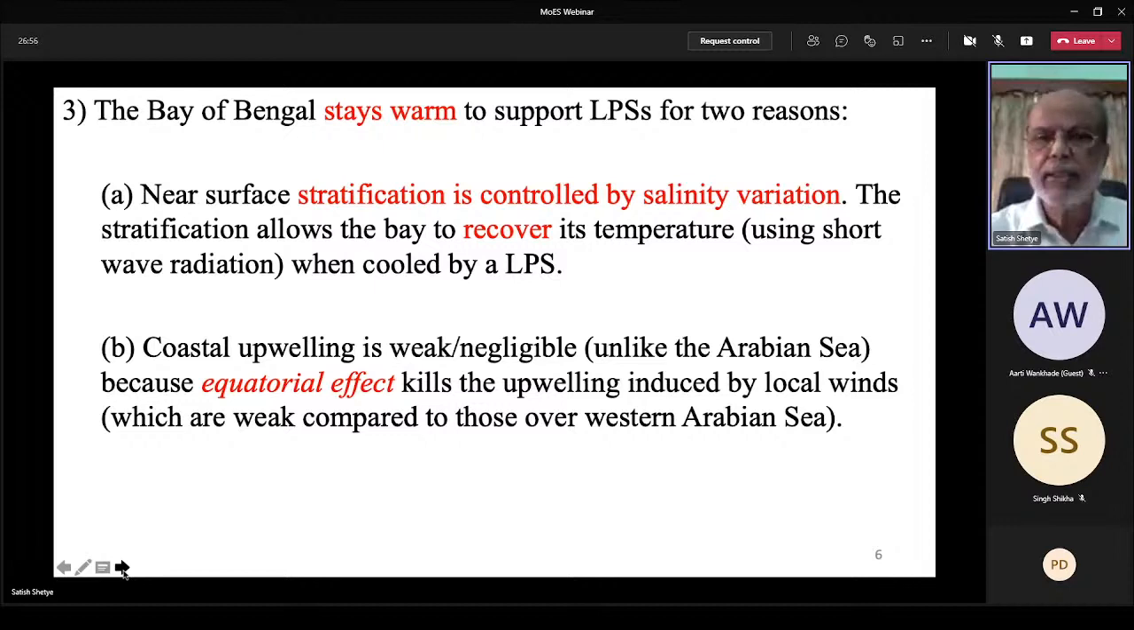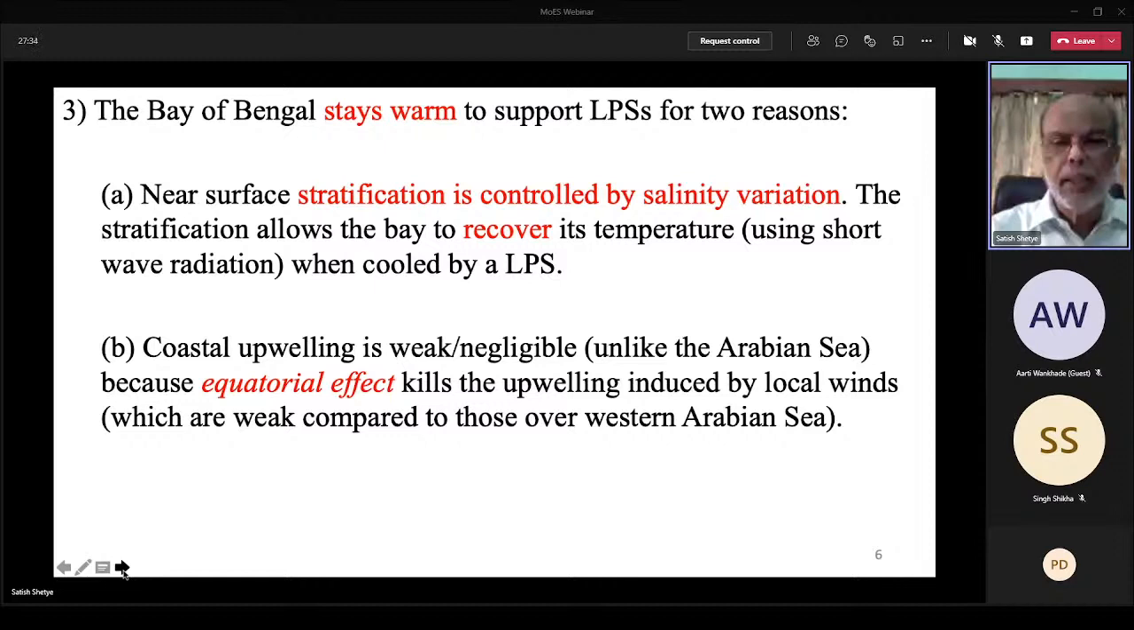And this is where the contribution of Indian researchers played an important role, by pointing out that the near-surface stratification is controlled primarily by salinity variation. And this sort of stratification allows the bay to recover its temperature if it gets cooled by the presence of an LPS, when the winds go up and mixing occurs in the ocean surface.